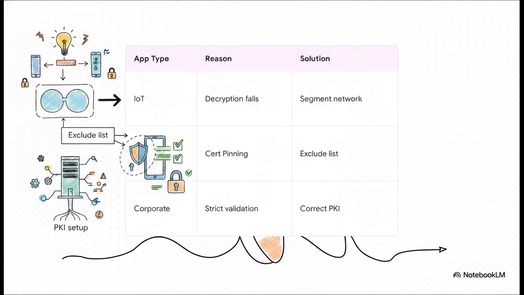Take IoT devices. They frequently throw decryption failures because of really rigid programming. The solution? Segment the network. Just keep them isolated. Then you've got mobile apps, which love to use certificate pinning. That means they flat out refuse to trust anything except their own hard-coded certificate. You just have to exclude those from decryption. And corporate apps with super strict validation requirements? Just ensure your PKI setup is perfect. Ultimately, network segmentation really is your best friend here.